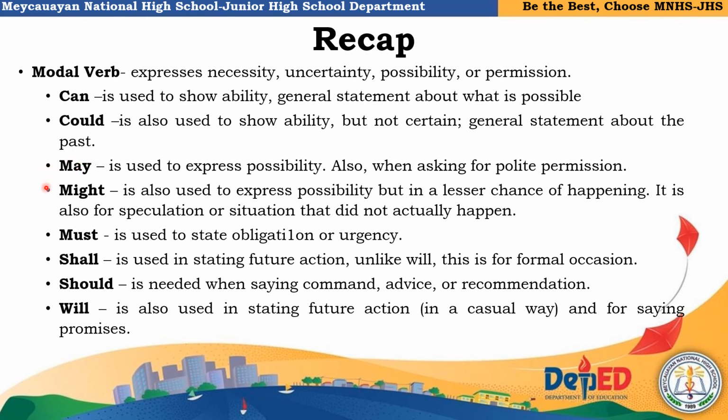Modal may. Modal might is the contrast of modal may, even though they both express possibility, but in a lesser chance of happening in modal might. It is also for a speculation or situation that did not actually happen. So when you assume, and it is in a lesser chance, you have to use modal might. Must. It is used to state obligation or urgency. Shall. It is used in stating future action.